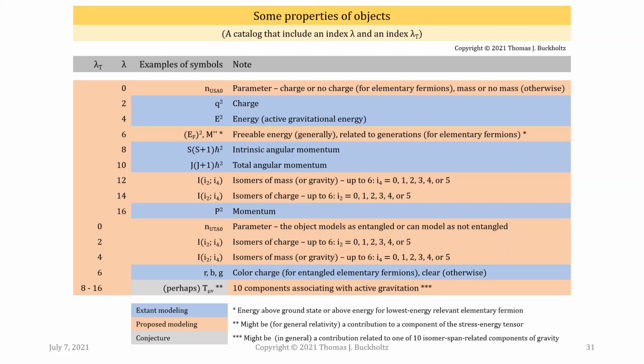Regarding lambda equals 0, the parameter n sub USA 0 pertains. For elementary fermions, n sub USA 0 associates with whether the particles have non-zero charge. For other objects, n sub USA 0 associates with whether the particles have non-zero mass. Similarly, lambda t indexes some properties, including, for quarks and arcs, color charge. For elementary particles, n sub UTA 0 associates with whether a particle can model as not entangled.